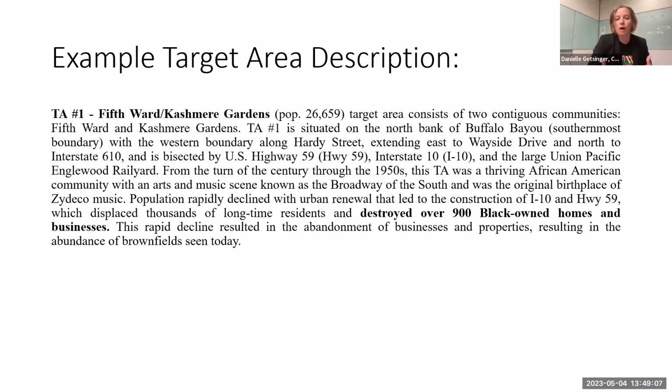And then why, what happened? Why do we now have brownfields? In this case, it's a classic case of urban renewal, which led to the construction of those interstates, which destroyed over 900 Black-owned homes and businesses. And that was actually in the grant itself. I did have a reference to where we got that statistic. And then, because of this, we had a rapid decline, and that created the brownfields that we see today. Next.